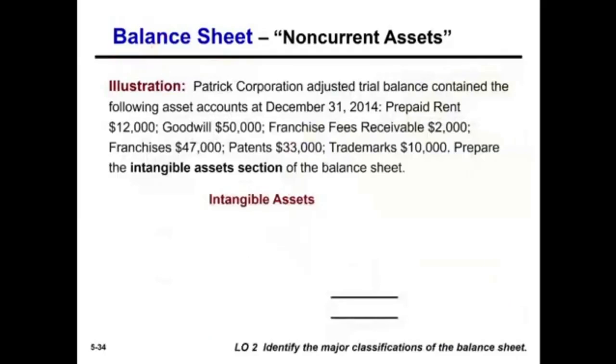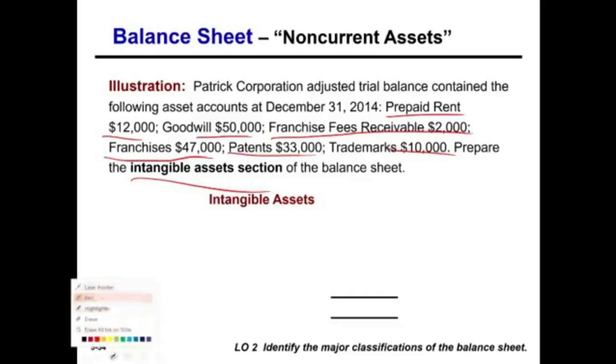And let's take a look at this example. We have Patrick Corporation. The adjusted trial balance contained the following assets: prepaid rent, goodwill, franchise fees receivable, franchises, patent, trademark. Prepare the intangible section. So which of those are intangible and which of those are not intangible? Okay, so let's take a look at this. Prepaid rent is not intangible. Remember, prepaid rent is a current asset. Goodwill is an intangible asset.